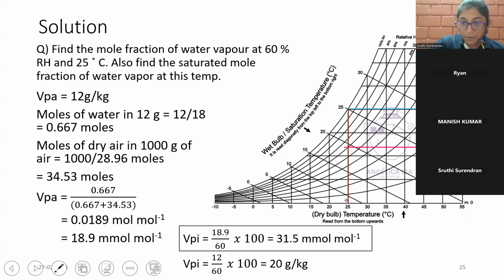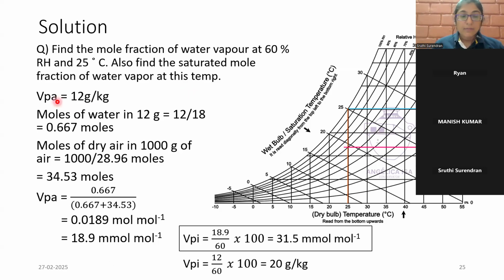So for this temperature, 25 degrees Celsius, this line is intersecting with which curved line? The one that is representing the 60 percent relative humidity. It is intersecting the vertical line at 25 degrees Celsius at this point. So when we draw a straight line projecting to this y-axis, we get around the value of 12.